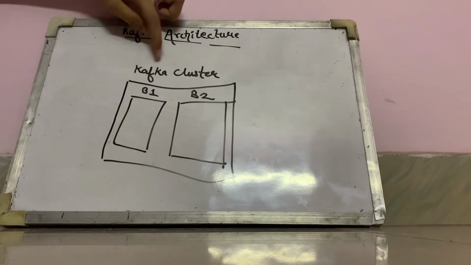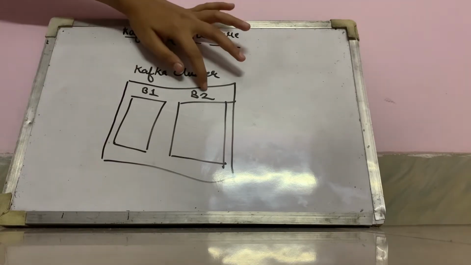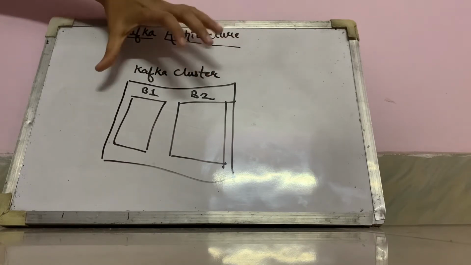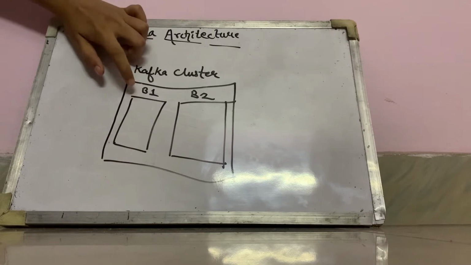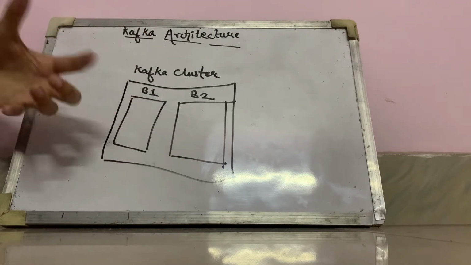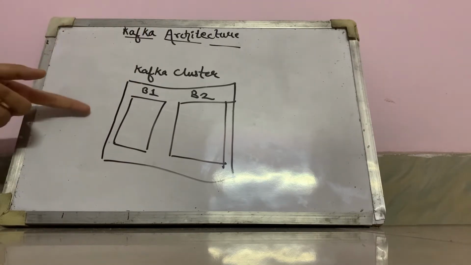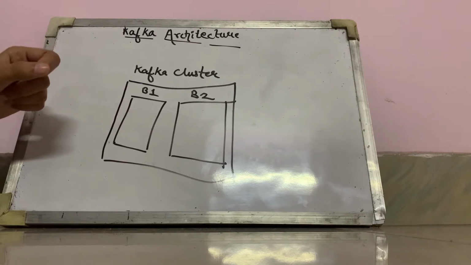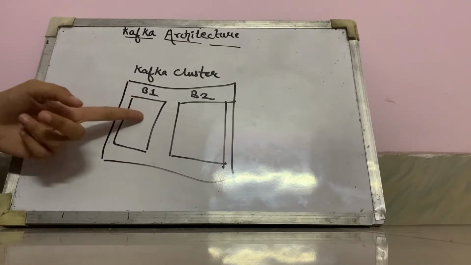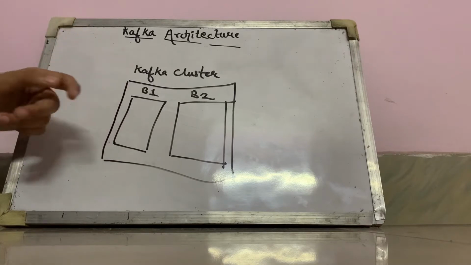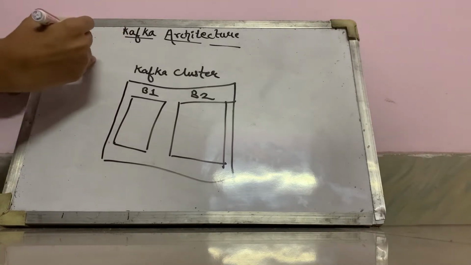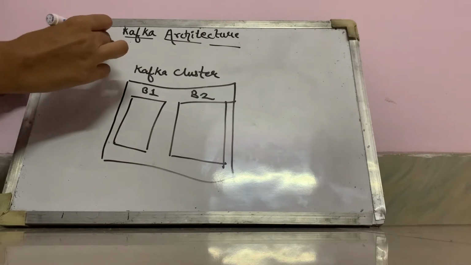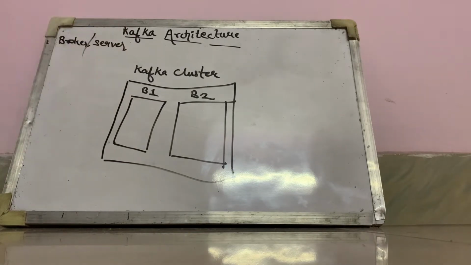So a Kafka cluster is a group of brokers, and a broker is basically responsible for maintaining or managing the data received from the producer. Brokers will maintain all the messages. They are also known as Kafka servers. So you can say broker, or you can say server. Both are the same.